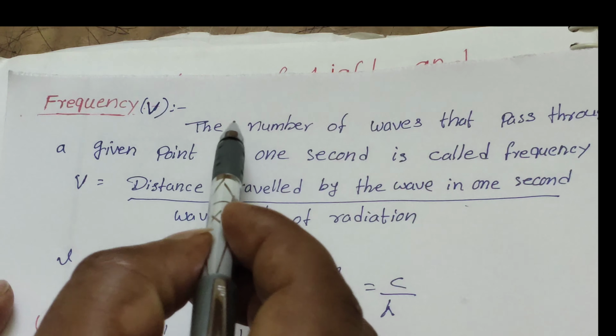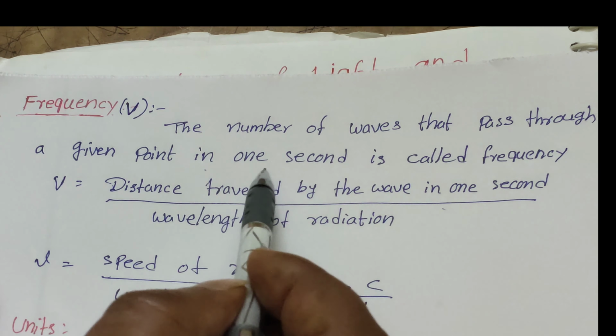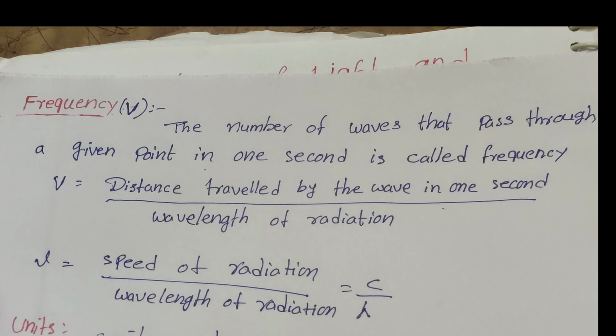Okay students, once again I am repeating frequency. The number of waves that pass through a given point in 1 second is called the frequency.